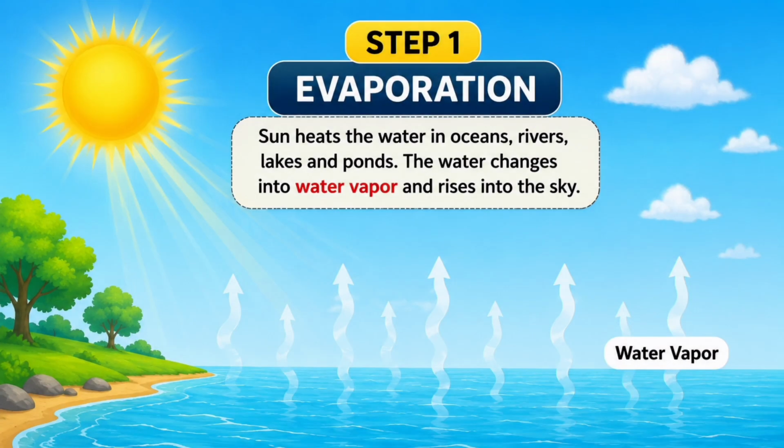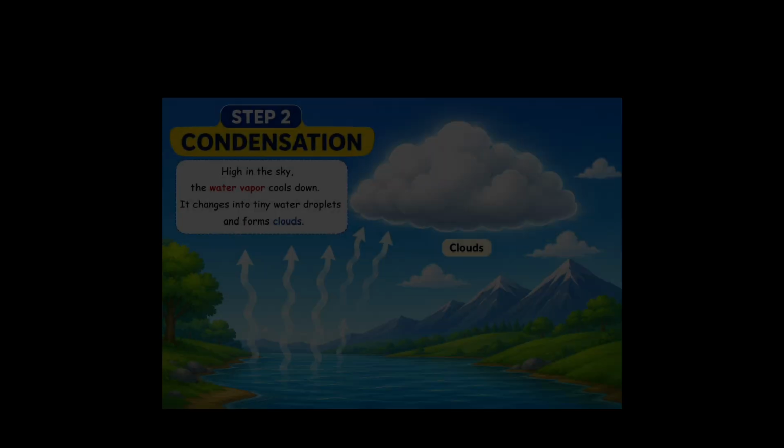The first one is evaporation. Evaporation means the sun heats the water in oceans, rivers, lakes and ponds. The water changes into water vapor and rises into the sky. The picture shows water vapor.